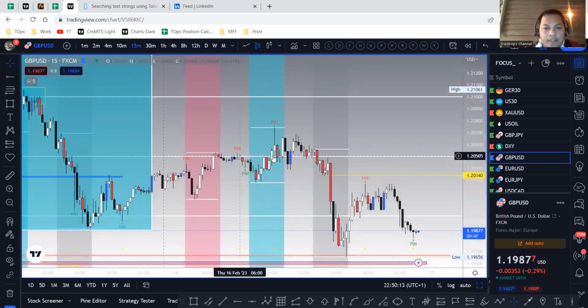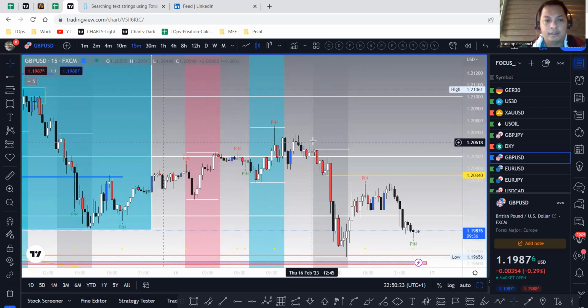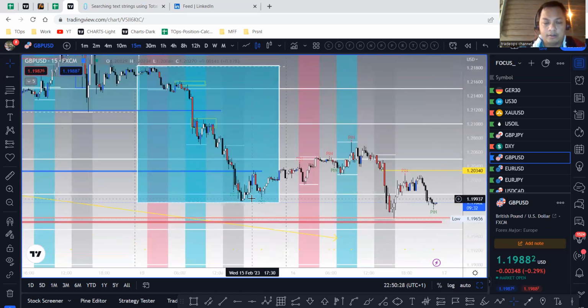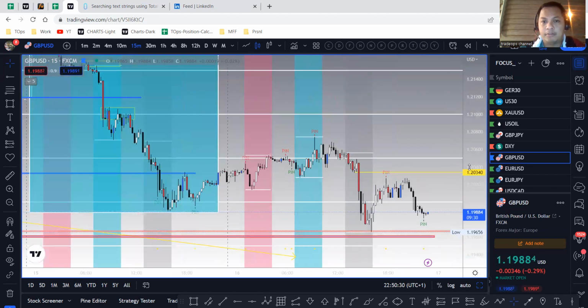Until such time na pumasok yung London. So again, I am just watching, no trade kasi hindi nag-break sa high and low of the day of the previous day. So itong high and low of the previous day hindi pa nagbe-break.